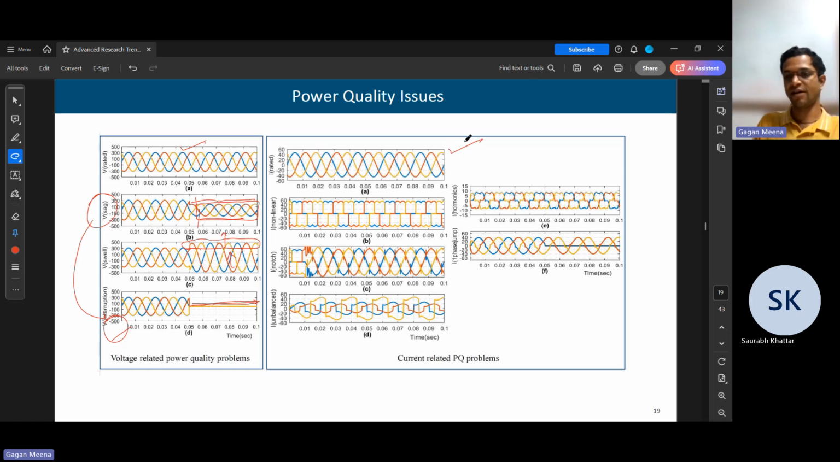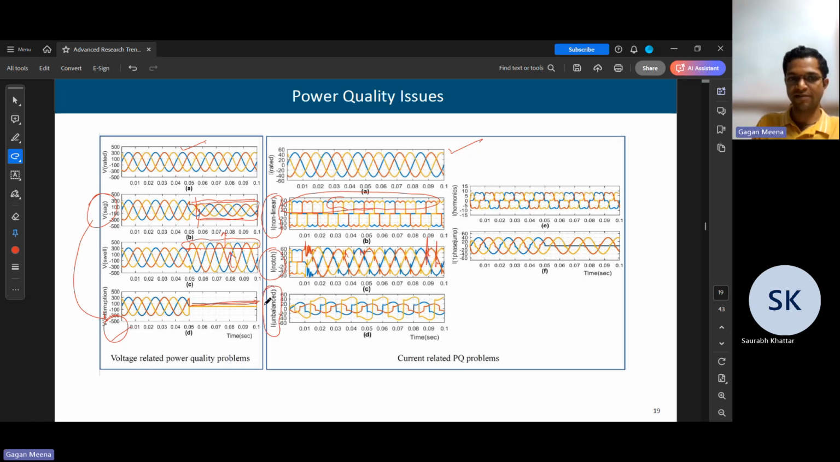Here, this is the ideal current sinusoid. Due to non-linear loads, the current changes. The waveform is changing because of non-linearity. And here these are the notches, very high frequency components in the current. These are temporary flickers or notches.